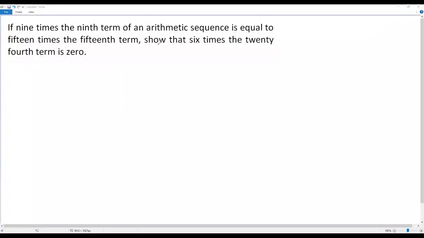Here we have a problem on arithmetic sequence. Okay, let's go to the question. If 9 times the ninth term of an arithmetic sequence is equal to 15 times the 15th term, show that 6 times the 24th term is 0.